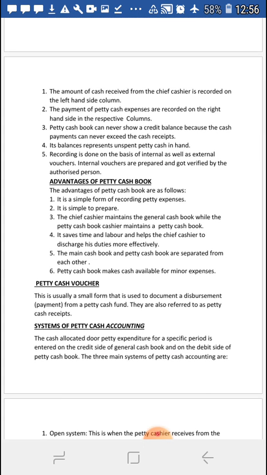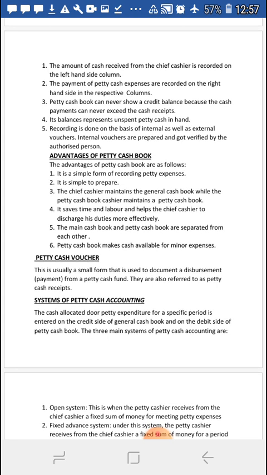Also, a petty cash book can never show a credit balance because the cash payment never exceeds the cash receipts. Yes, the payment can never exceed the receipt, is that taken? So also its balance represents unspent petty cash in hand. So if there's a balance, that means the petty cash that was disbursed for the month or for the week was not completely used or totally spent, and that's when you have a balance. And most often you completely spend all the money given as petty cash.